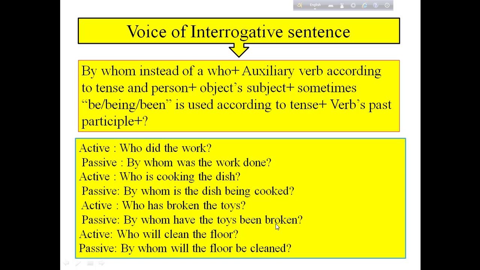And now the verb's past participle: broken. Broken is the past participle form of the verb break. Break, broke, broken. Then you have to write the note of interrogation.